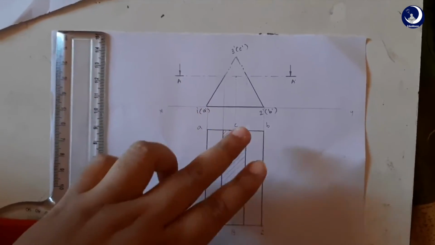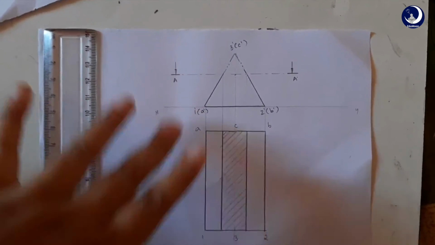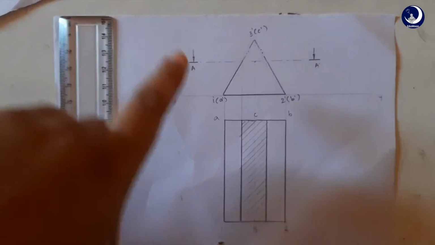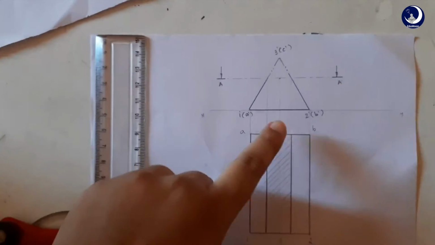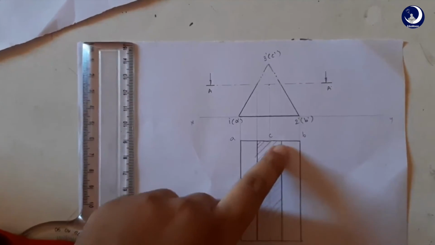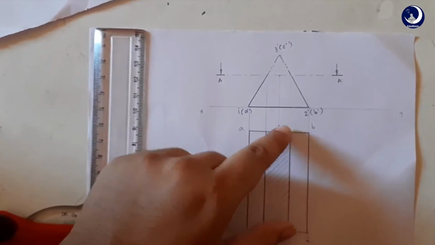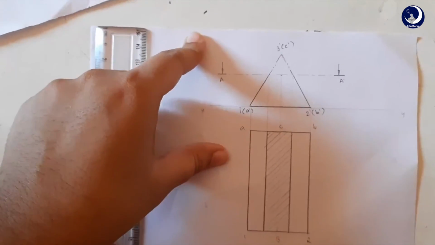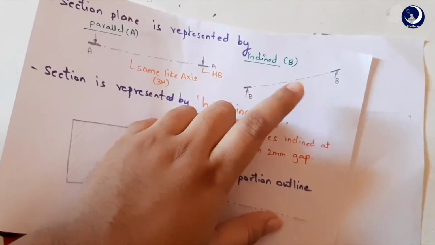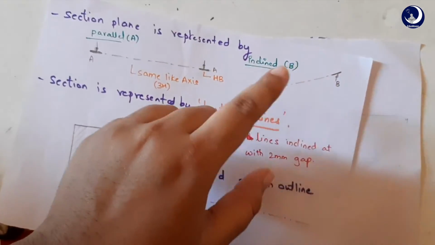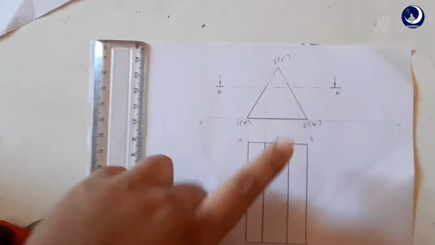So this is the final projection. The only thing left is to dimension, which you can do. In this question, since the section plane is parallel to the horizontal plane, the sectional top view, or the shape of sectioning, is true. That is, we are seeing the true lengths. So there is no need to draw the true shape of sectioning again. Whereas if the section line is inclined, then there is a need to draw the true shape of sectioning. So in this case, it is not required.